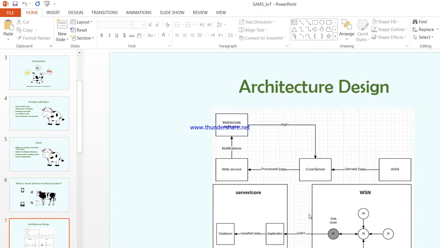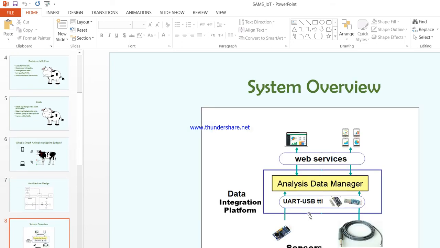Architecture design consists of three main things. WSN, wireless sensor network, which consists of nodes, and server and web service, and mobile and web application. System overview. Our project consists of a wireless sensor network, which is a number of nodes attached on a cow that send their sensed data to the sync node. The sync node then sends it to the communication module and to the web server.